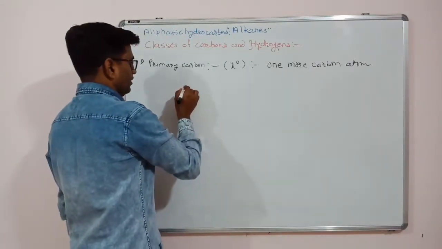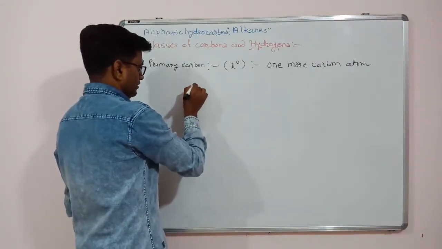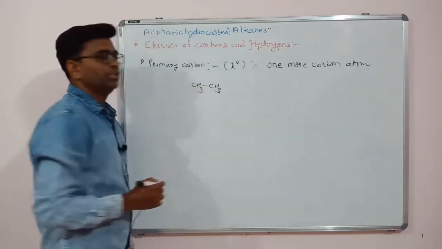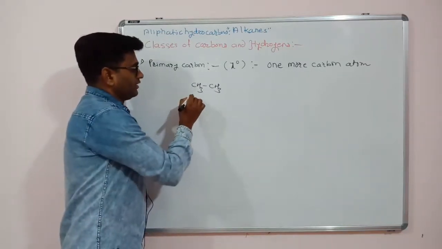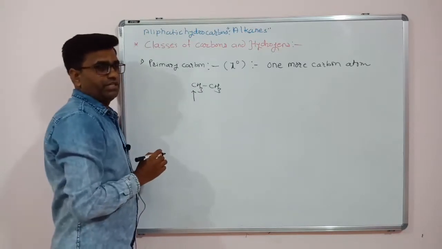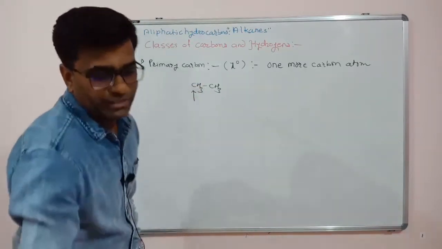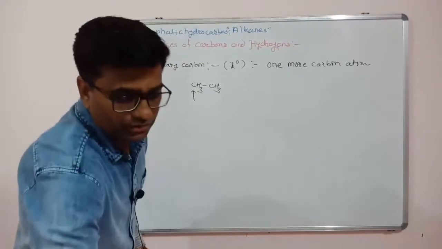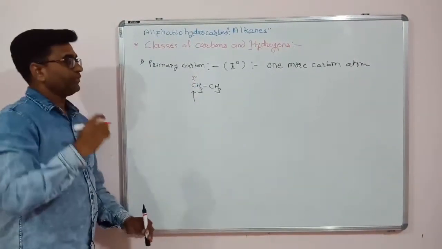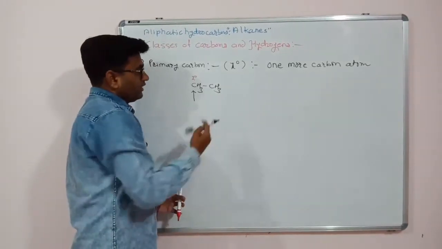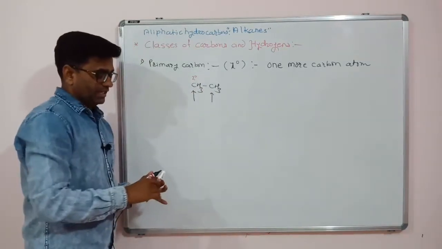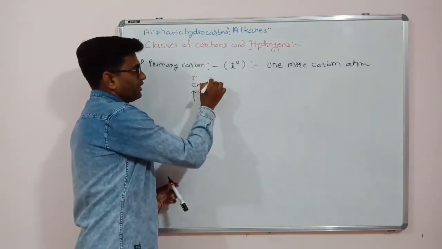For example, here ethane, CH3, CH3. In this case, this carbon is attached to one more carbon atom, so this is called a primary carbon. This carbon is also attached to only one more carbon atom, so this carbon is also called a primary carbon.